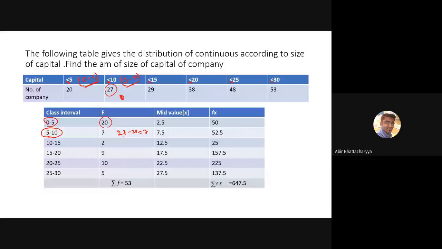Similarly, less than equals to 15 means 0 to 15. What happened, Ibrahim? Tell me. 0 to 15 means already we have done up to 10. It's 27. So 10 to 15 means 29 minus 27, it's 2. Like that, you have to write down the frequency.